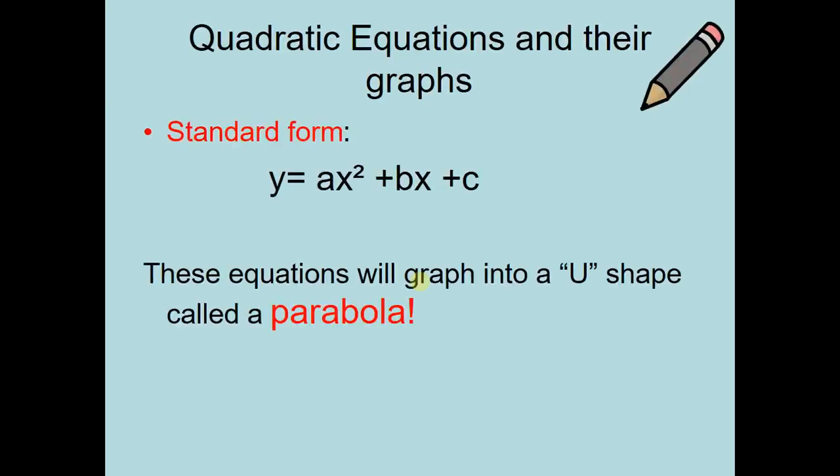So first thing, what does it mean to be in standard form? Well, standard form is y equals ax squared plus bx plus c. It's what you normally saw when we were factoring the last unit. These equations will graph into a U shape, which you have seen and have heard it's called a parabola. So a parabola is when we have a U shape.